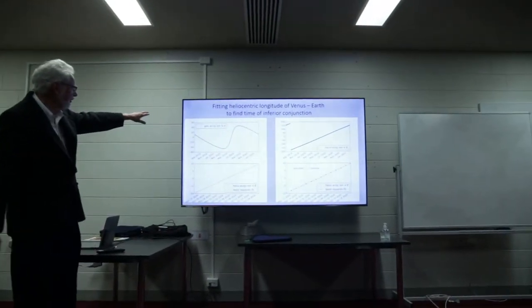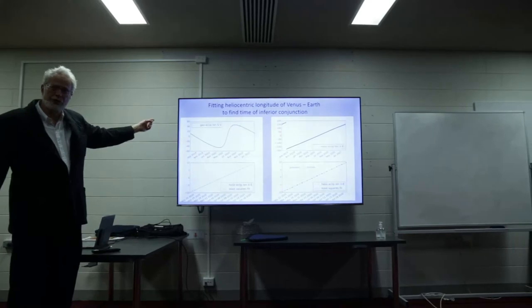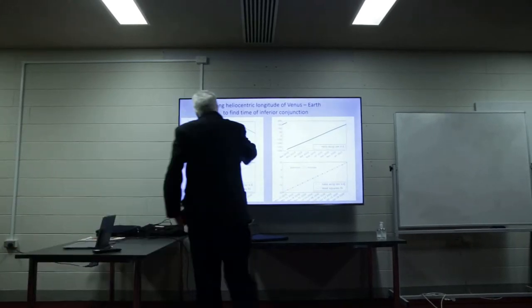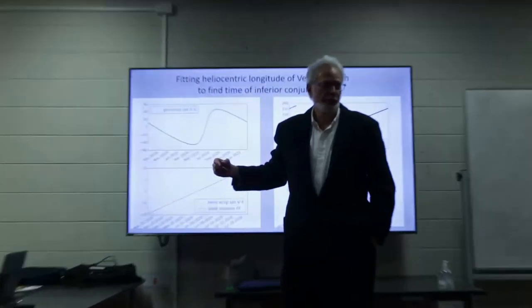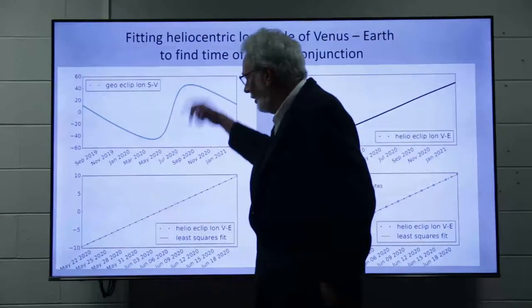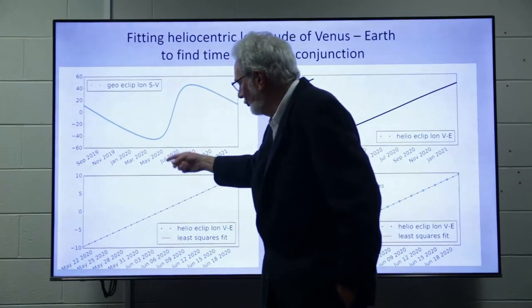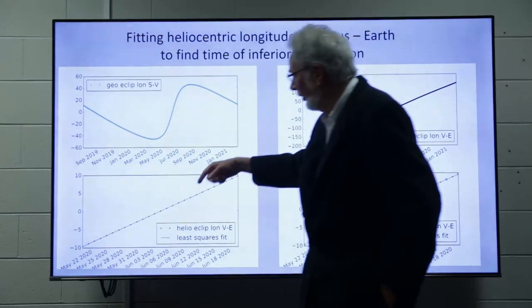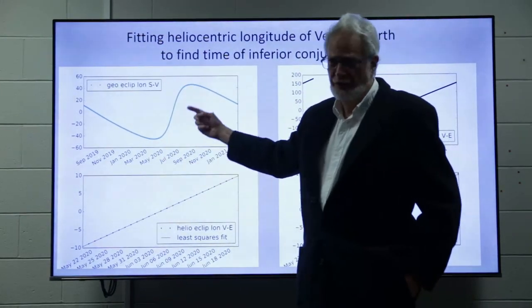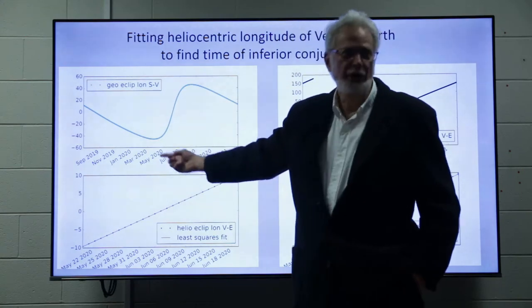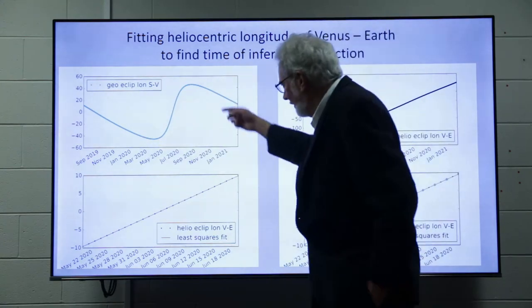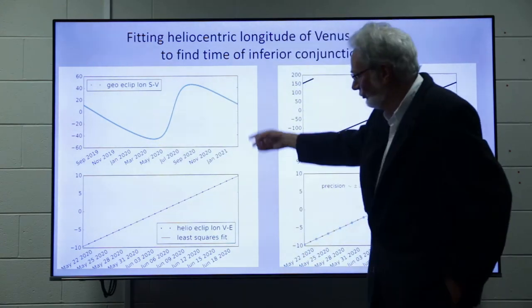geocentric ecliptic longitude of the sun and Venus. That's up in this corner. This is like the figure I just showed you, except that it's multiplied by minus one because this is sun minus Venus. So this was May 2020, the last maximum elongation for Venus in the evening. And I didn't carry this on. I did this a couple of years ago.